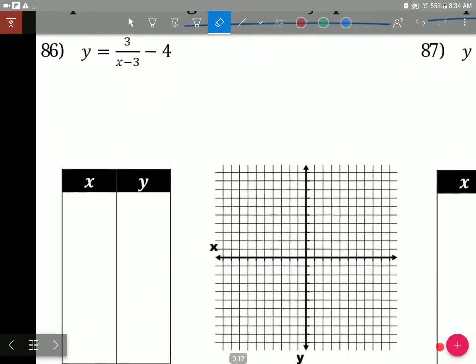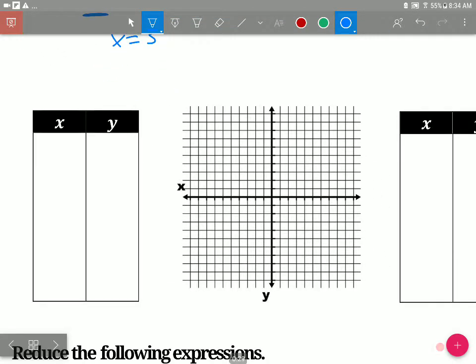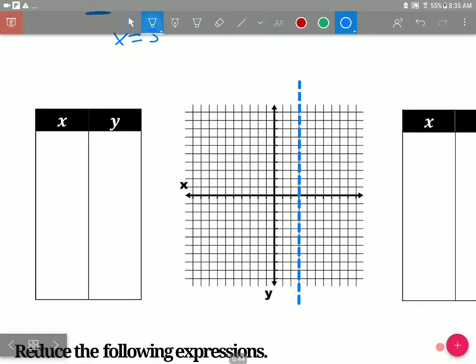86. Well, your asymptotes are, well, what can I not be? Well, x cannot be 3. So therefore my asymptote is at x equals 3, which is a vertical right there. I want 3 points to the left of that and 3 points to the right, so I'll do 0, 1, and 2, because those are 3 points to the left of it, and 4, 5, and 6 are 3 points to the right of it.